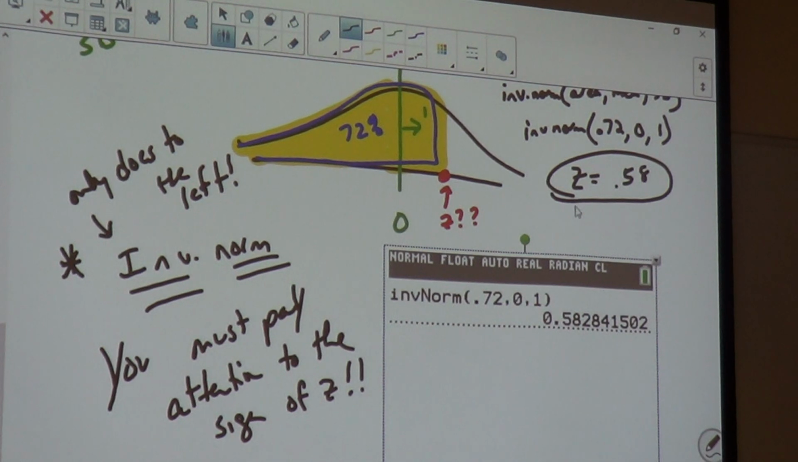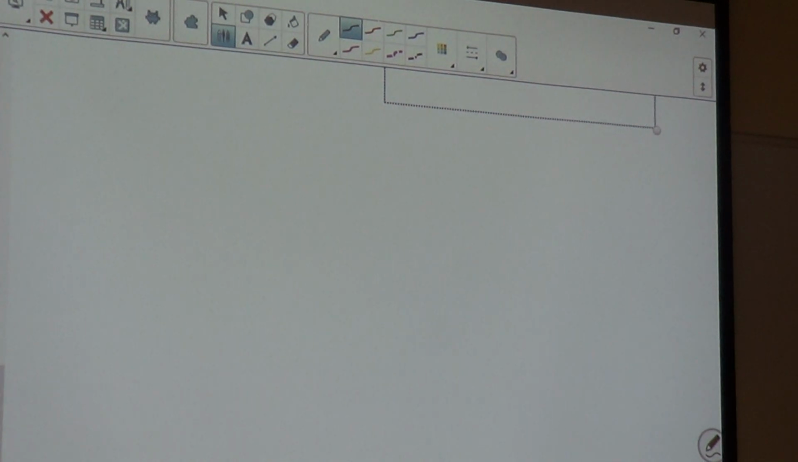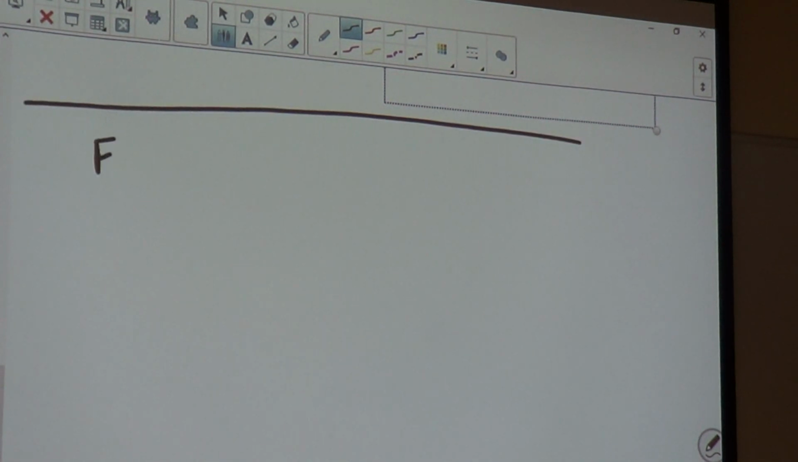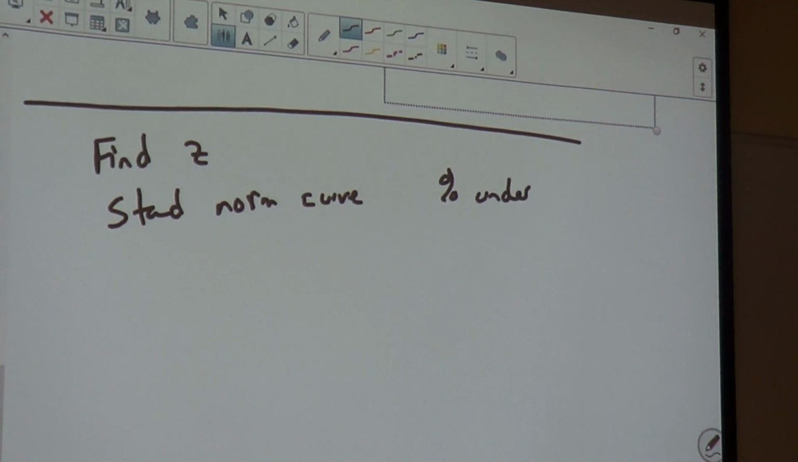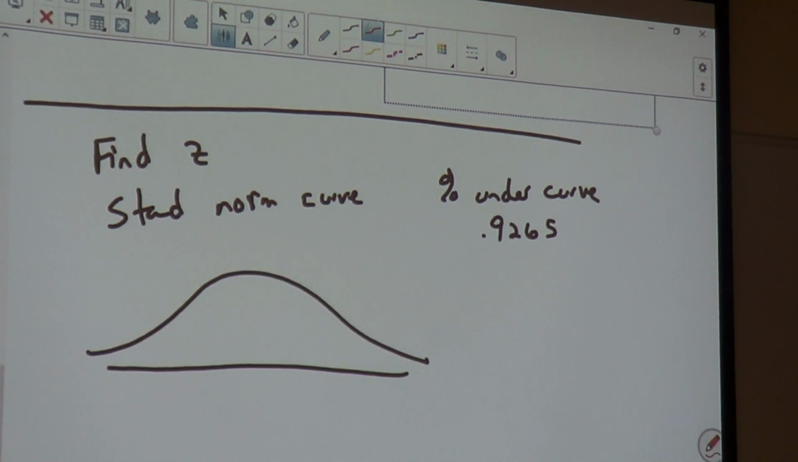So let me do another one just to show you. And I think we did this one at the end of last time. This one says find the z. We have a standard normal curve, and the percent under the curve is 0.9265. I'm on 18, number 15. So we have our curve. Because it's standard normal, that means our mean is 0, our standard deviation is 1.